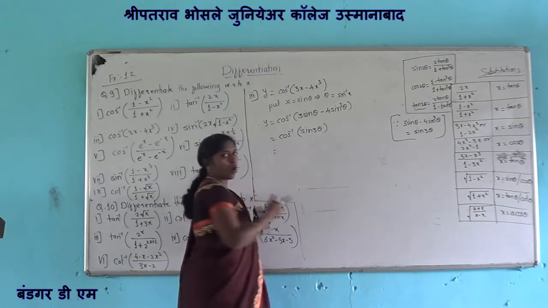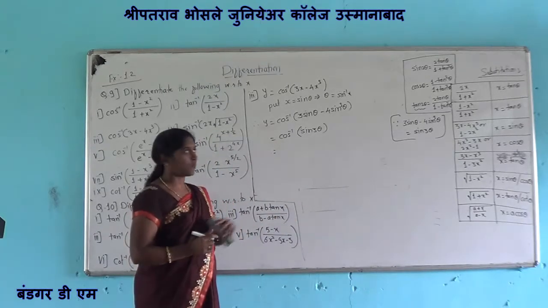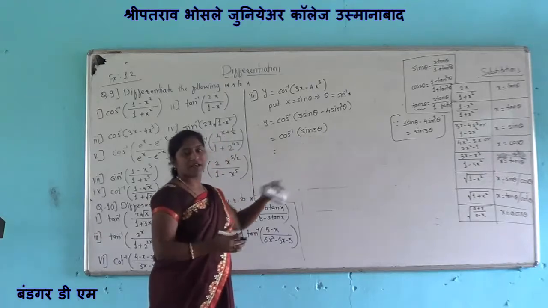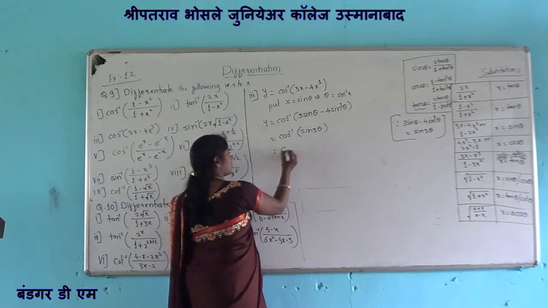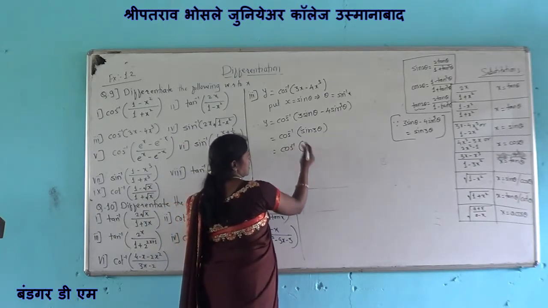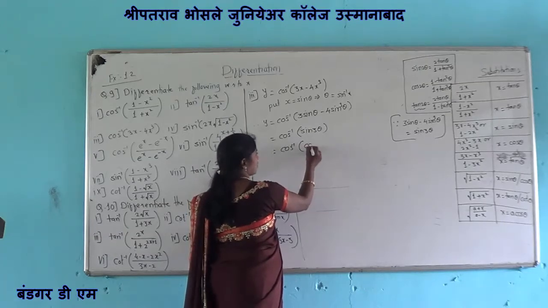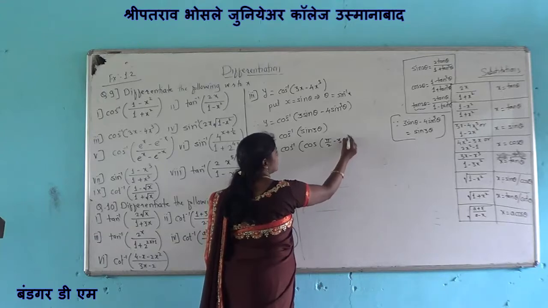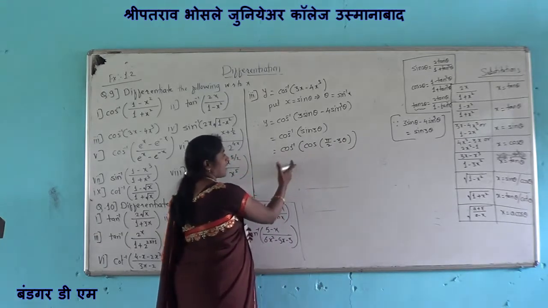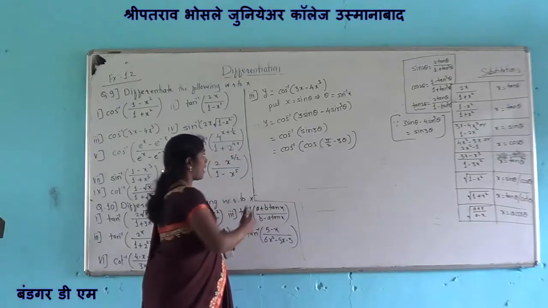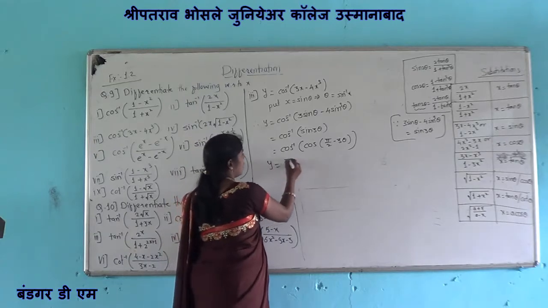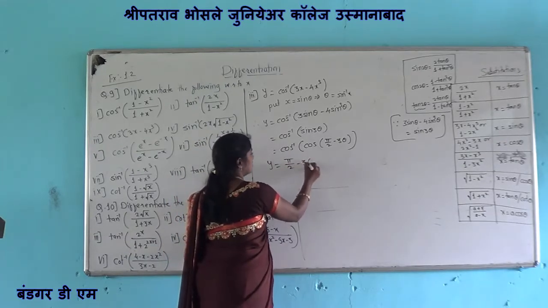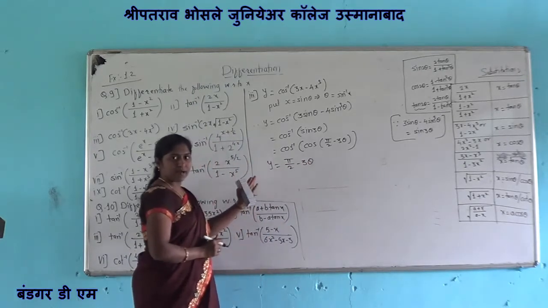Now we need cos inverse of cos 4. We have to convert this sin into cos. So cos inverse of sin is converted into cos. We have to write it as cos of pi by 2 minus 3 theta. Now we can cancel cos inverse and cos, and we get y is equal to pi by 2 minus 3 theta. Now this is the simplified form.